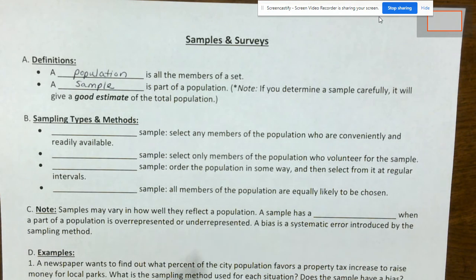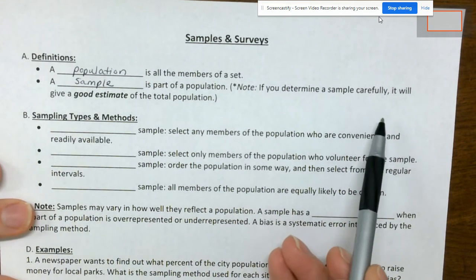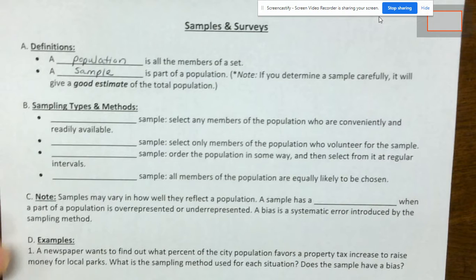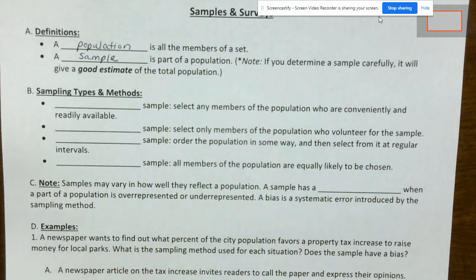Now, I gave you a note here that says if you determine a sample carefully, it's going to give you a good estimate of your total population. So if you choose one particular sample of an entire population, and you choose it wisely, it's going to give you a really good estimate of what the other people in your population would also choose. Now, there are also different types of samplings and methods that you can use.